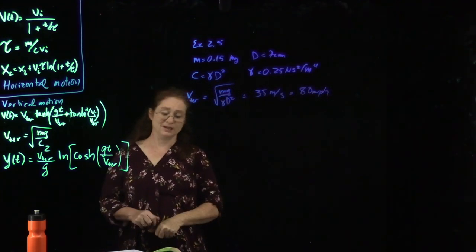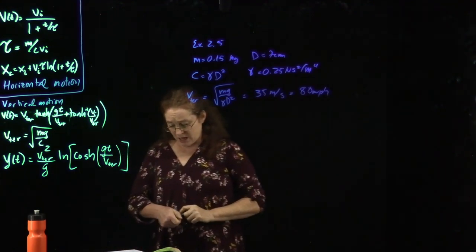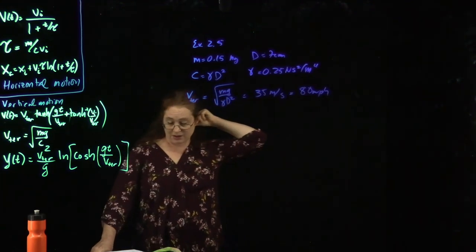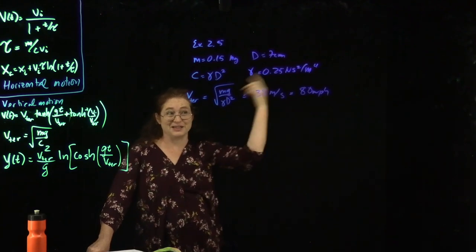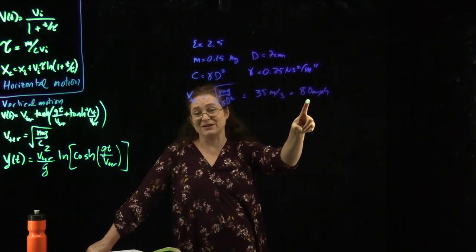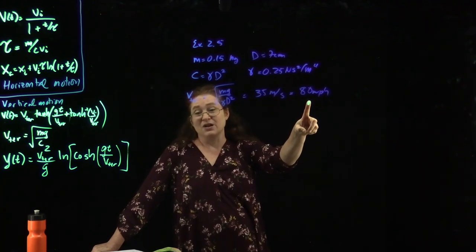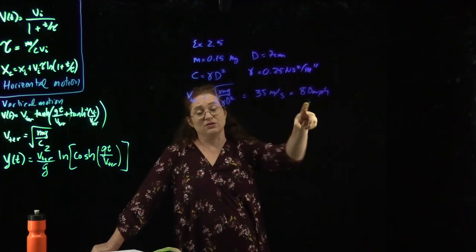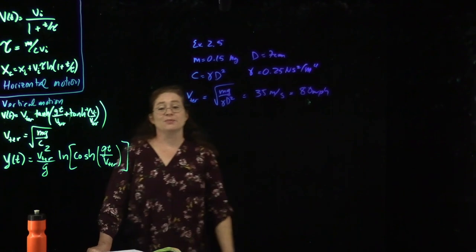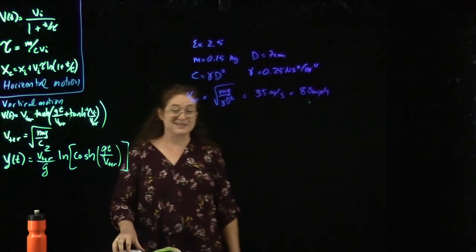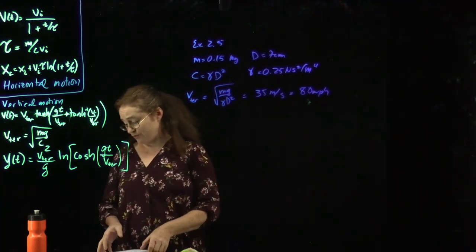So you will often hear in baseball games that baseballs have reached speeds up to and even faster than this. When they go faster than this, the force due to drag on the baseball, because it's going so fast, is actually larger than the force of gravity.